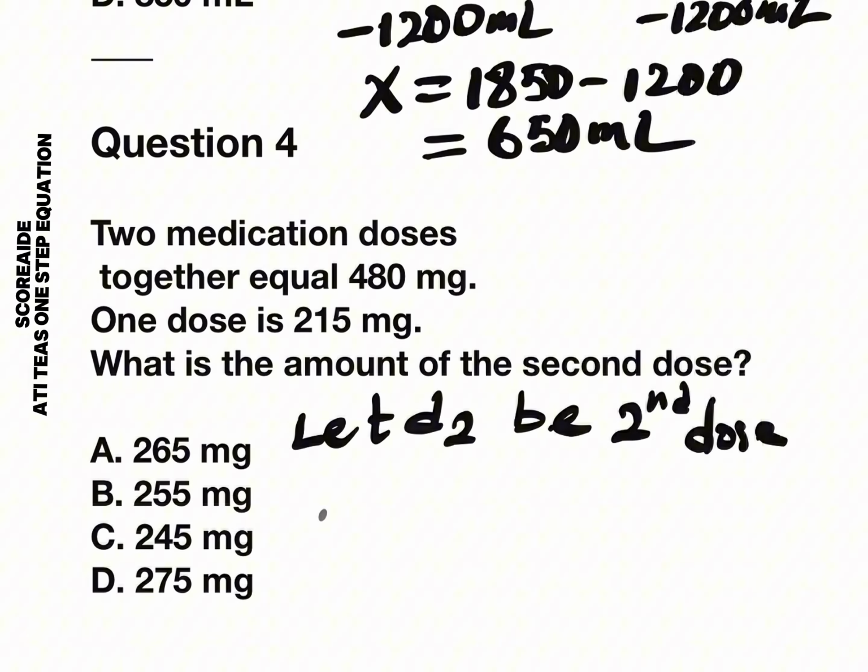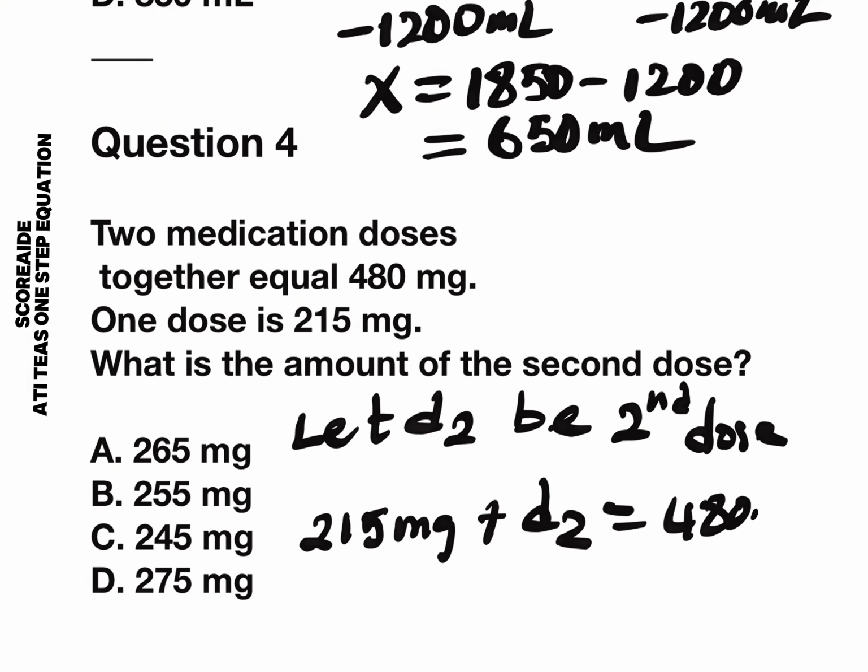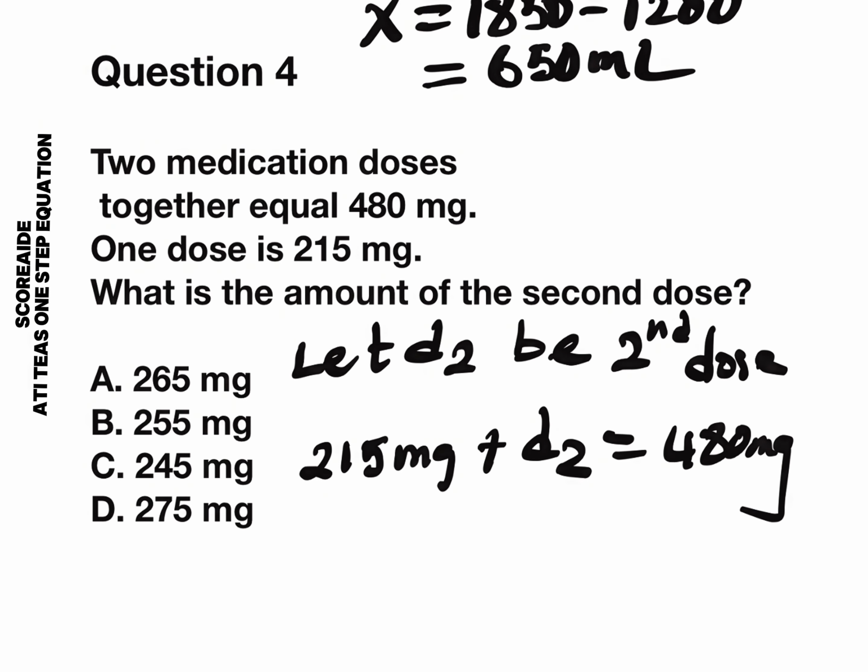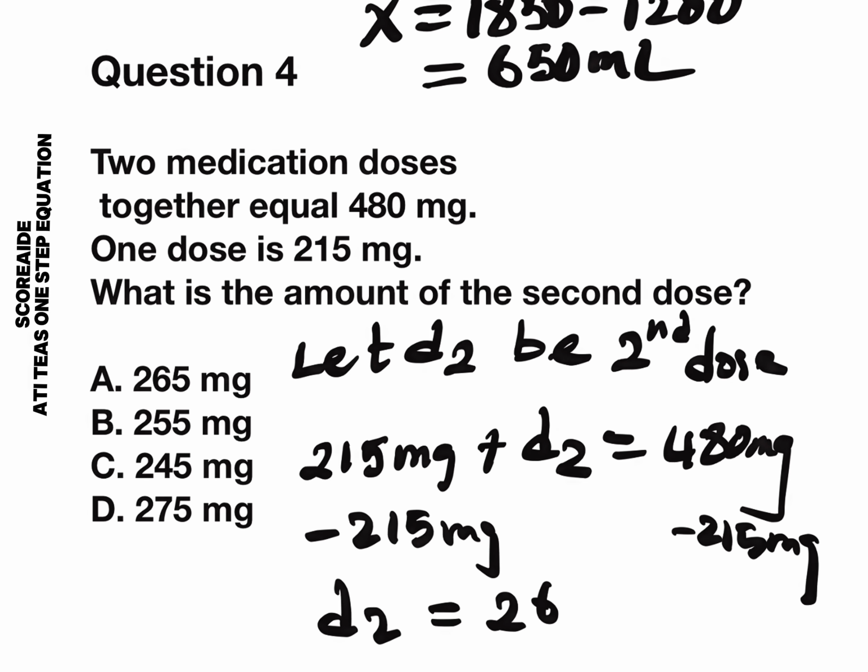So it means that 250, which is the first dose, plus the second dose, D2, will give us a total of 480 milligrams. So this is a linear equation. So we subtract both sides by 250 milligrams. And D2 will be equal to 230.